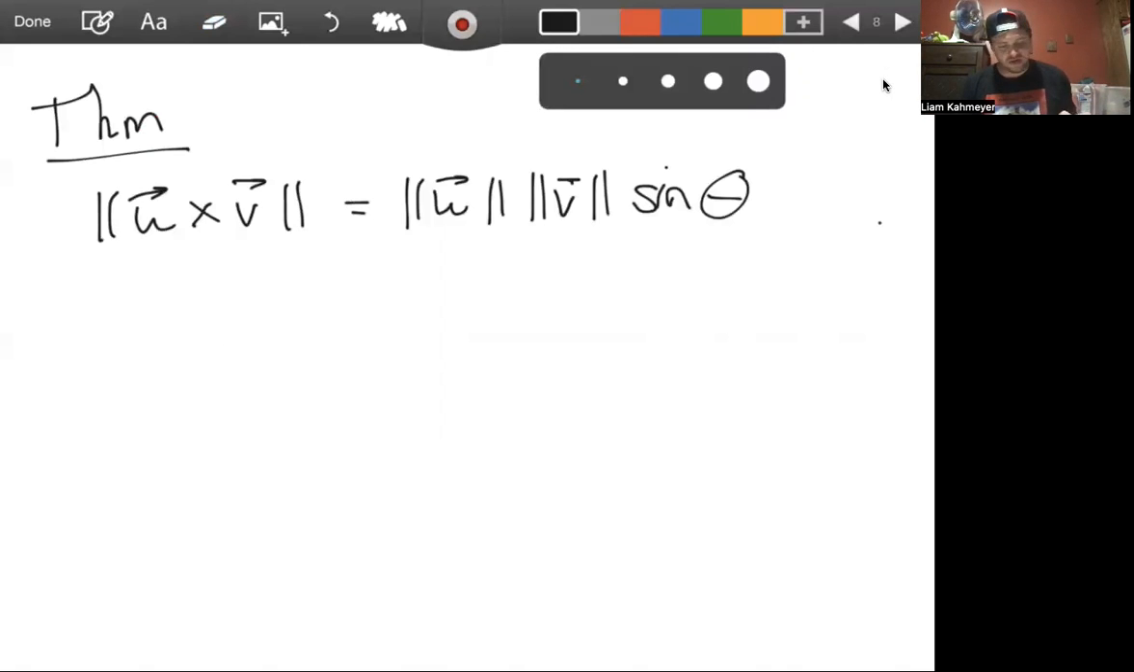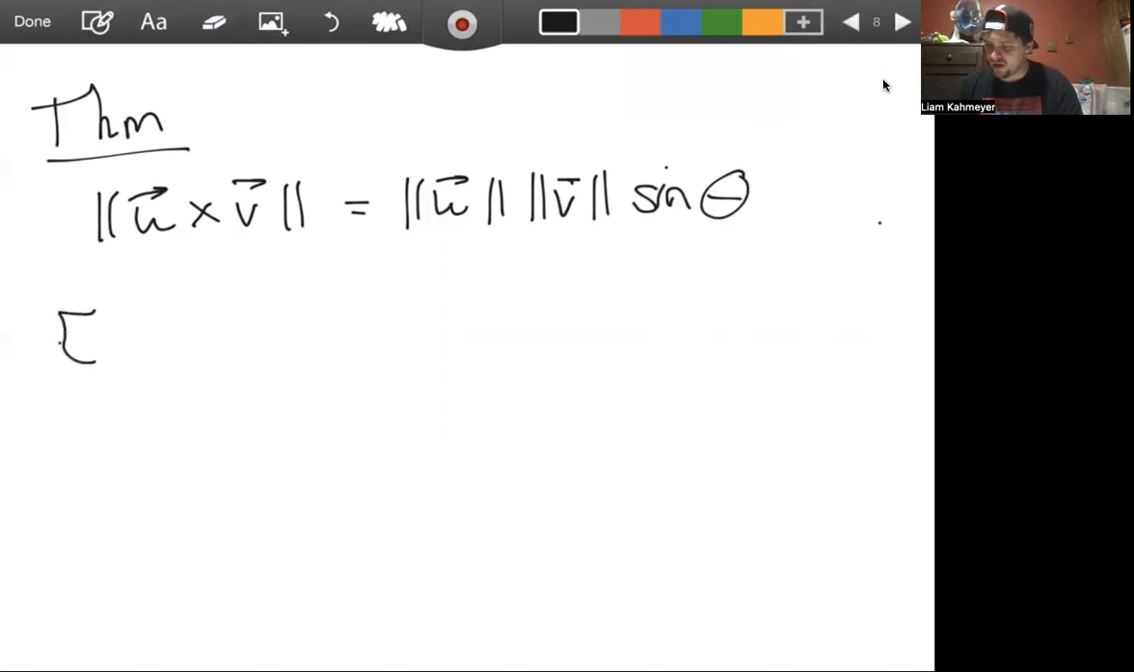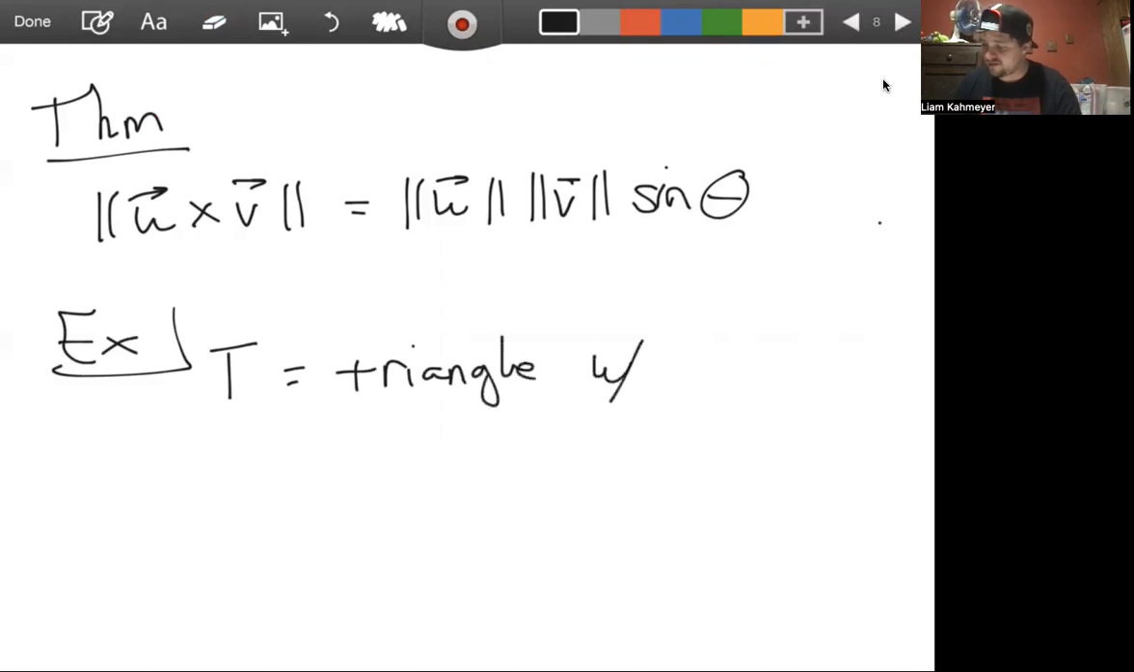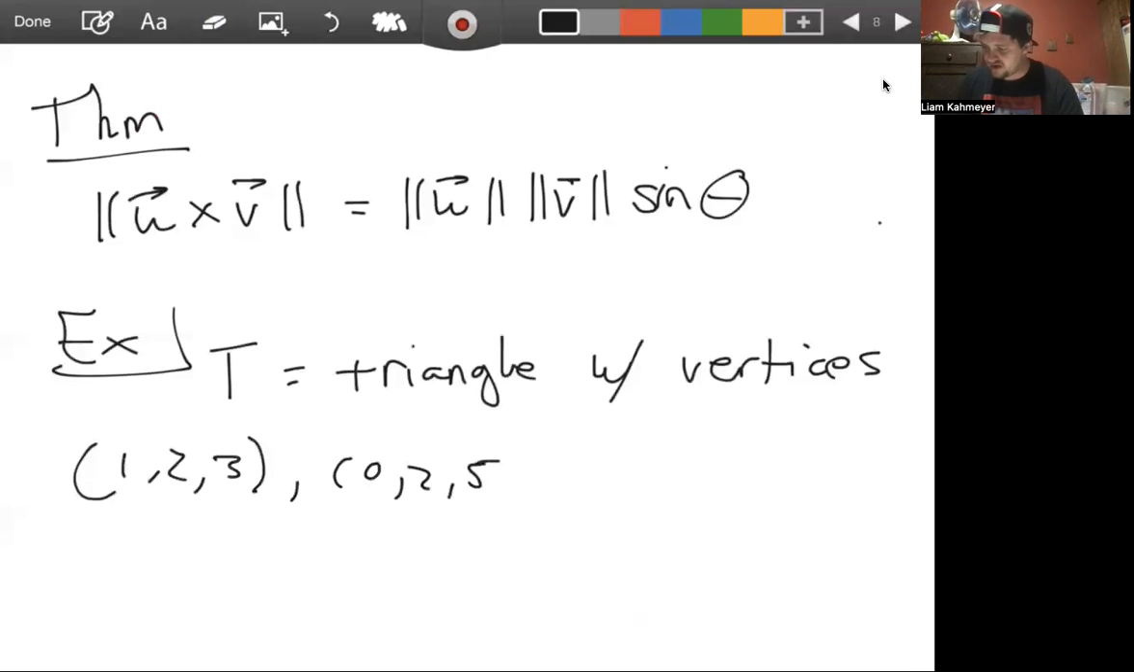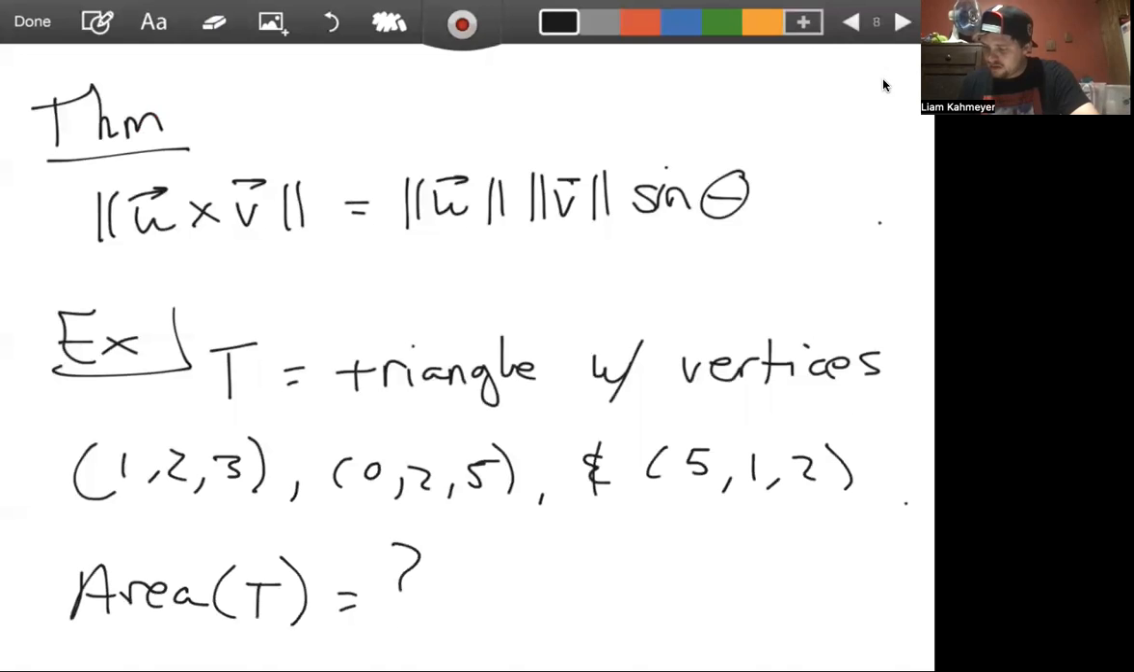So let's do an example here of how we can use the magnitude of the cross product to understand area. Let's say we have a triangle T with vertices (1, 2, 3), (0, 2, 5), and (5, 1, 2). And we want to ask, what is the area of this triangle?